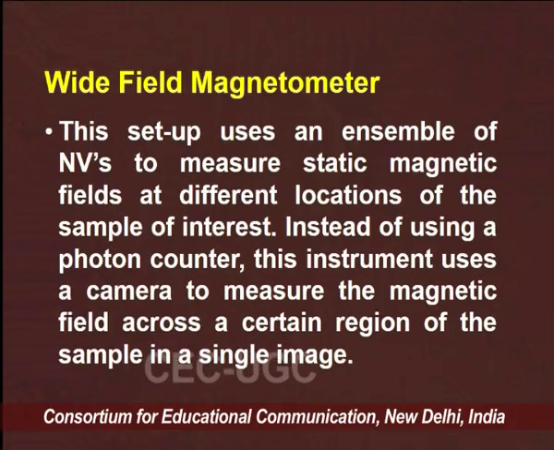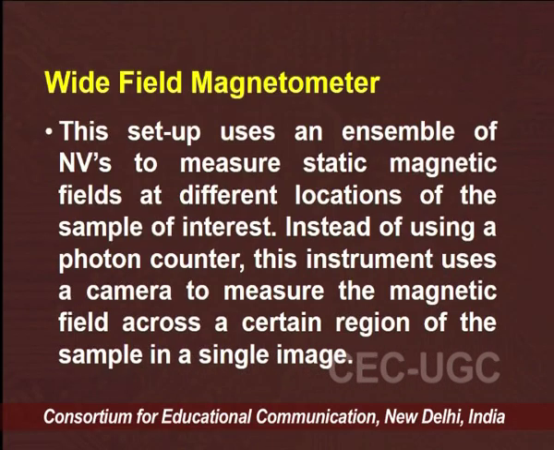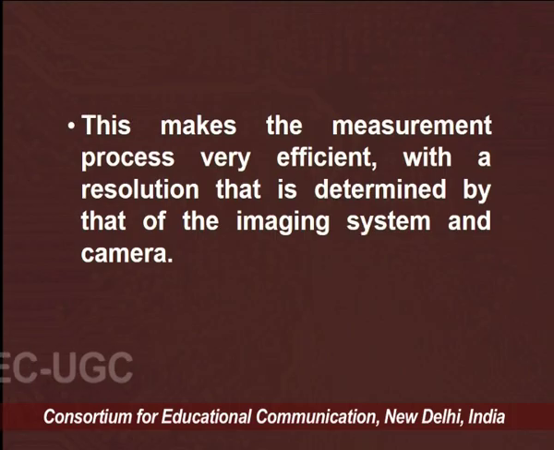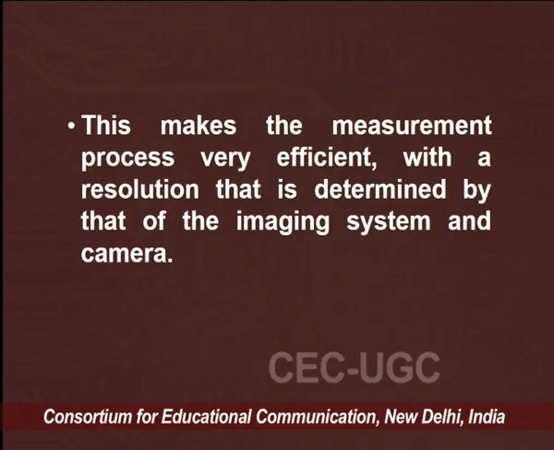Another is the wide field magnetometer. This setup uses an ensemble of NVs to measure static magnetic fields at different locations of the sample of interest. Instead of using a photon counter, this instrument uses a camera to measure the magnetic field across a certain region of the sample in a single image. Meaning in a single image it can capture various locations or a certain region.